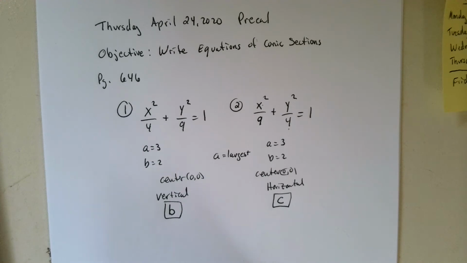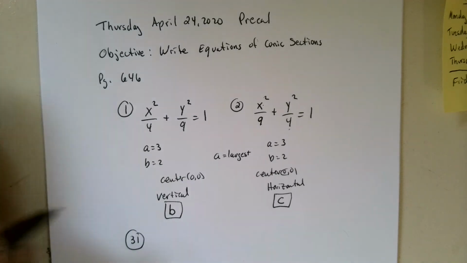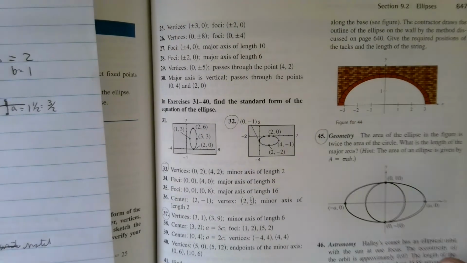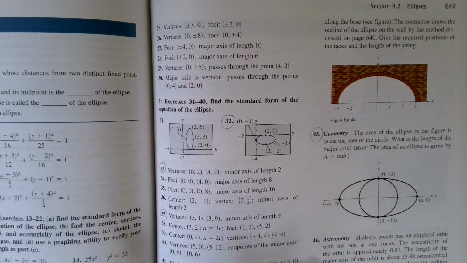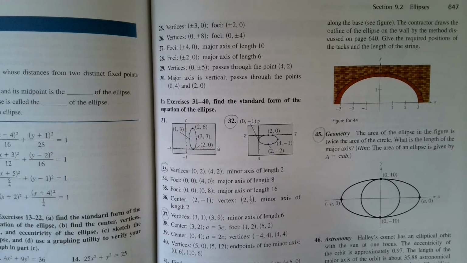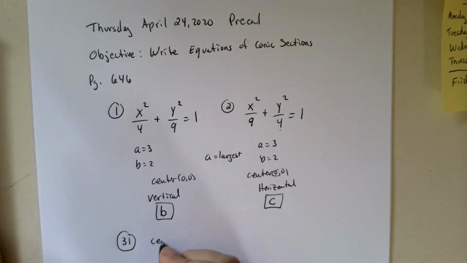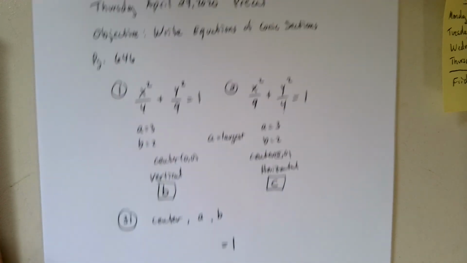All right, number 31 on page 647, it says find the standard form of the equation. So they're giving you a graph, and they're wanting you to write the equation. So to be able to write the equation, we need to know what the center is, we need to know A, and we need to know B. All right, I want to do the easy part. We know it's going to be equal to 1.